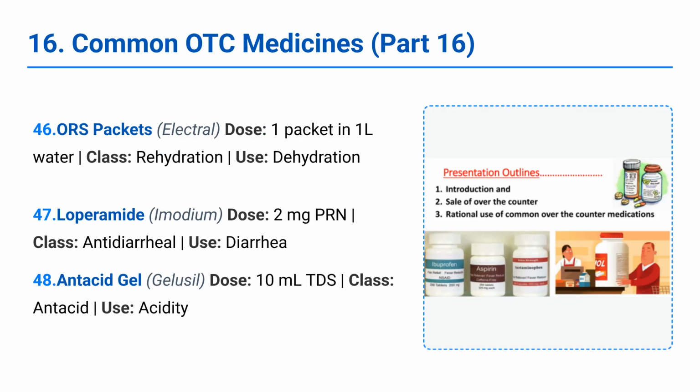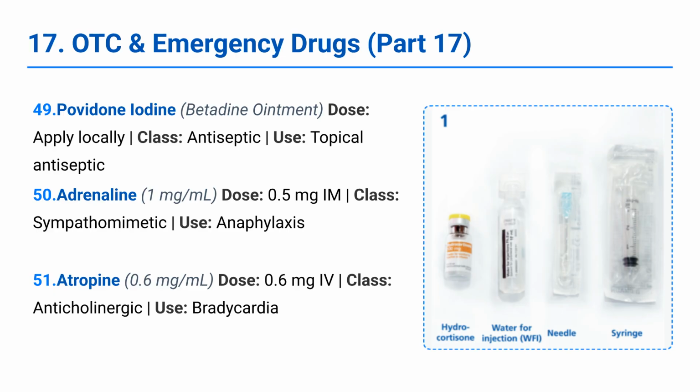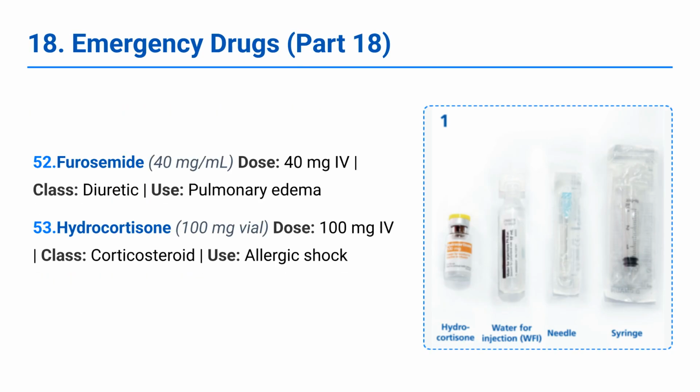Common OTC medicines include ORS packets for dehydration, loperamide as an antidiarrheal, and antacid gel for acidity relief. In OTC and emergency drugs, povidone iodine is a topical antiseptic. Adrenaline is a sympathomimetic for anaphylaxis, and atropine, an anticholinergic, treats bradycardia. Continuing with emergency drugs, furosemide, a diuretic, is used for pulmonary edema. Hydrocortisone, a corticosteroid, treats allergic shock.